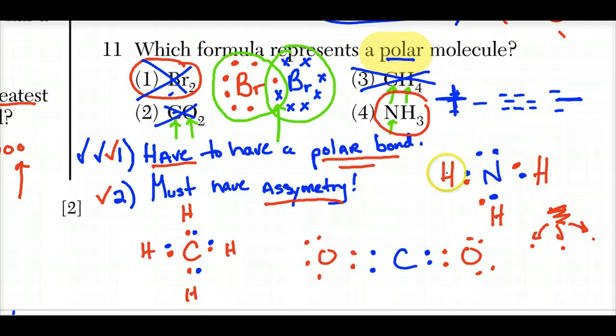There's no equalness in all directions. There's definitely a difference on these sides of the molecule than this side. So number 4 is your answer. It's a polar molecule. It has polar bonds. It has asymmetry. Only choice that does.